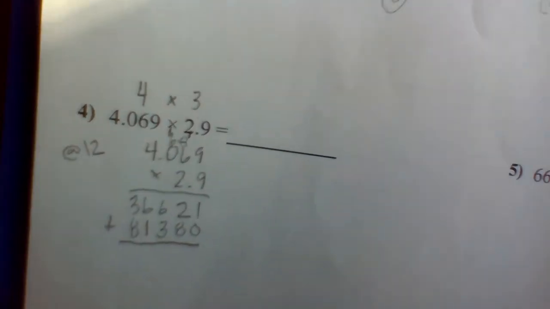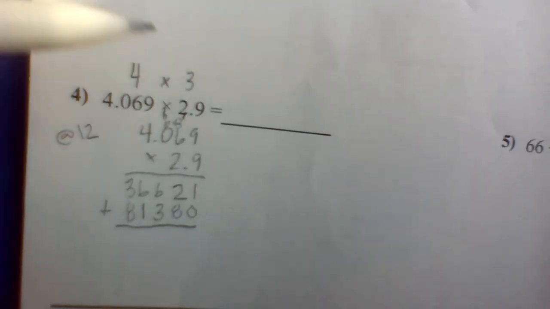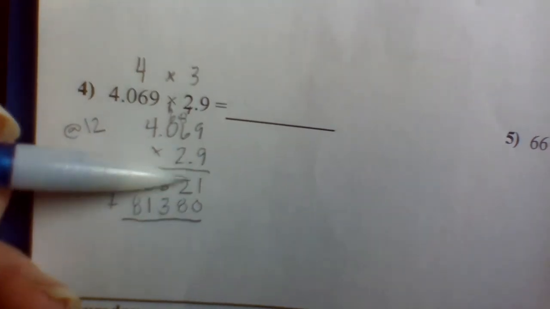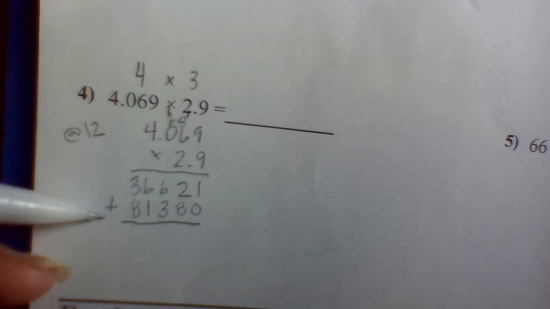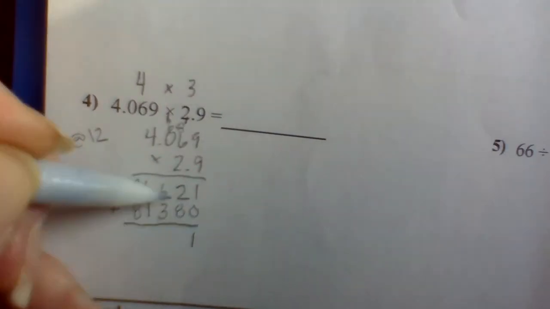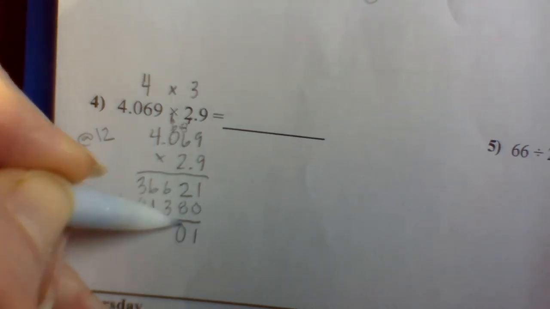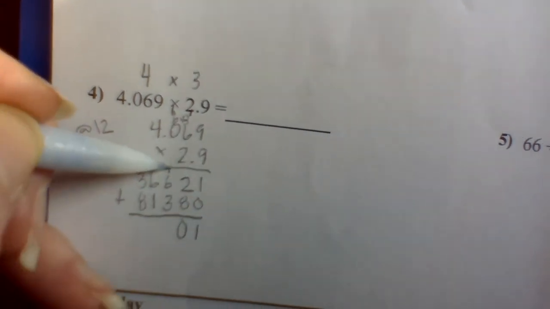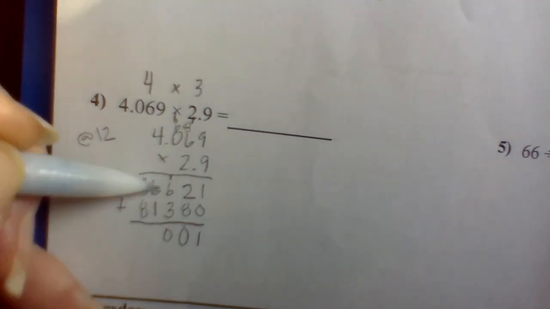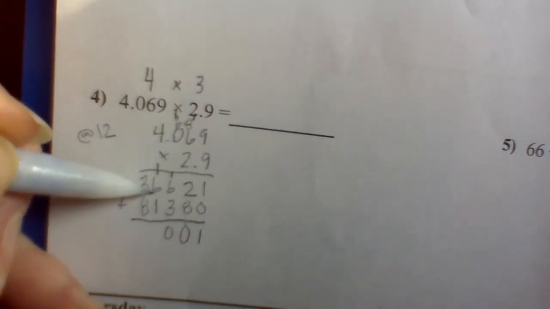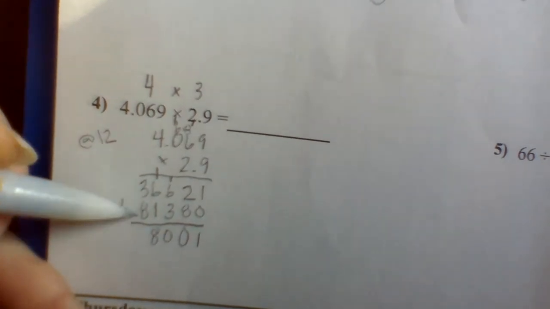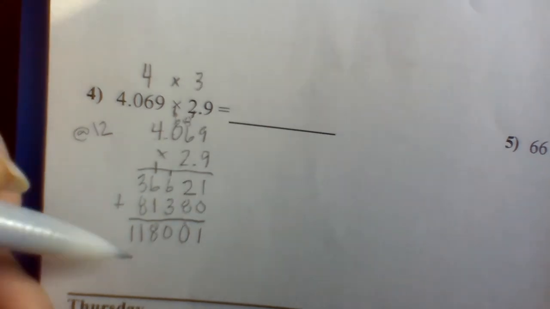Then I'm going to add. And remember, when I add, same as when I multiply or subtract, I start on the right. And this one I'm adding, so usually when we add, we get bigger. 1 plus 0 is 1. 2 plus 8 is 10, so I'm going to put my 0 and carry my 1. 1 plus 6 is 7, plus 3 is 10, carry my 1. 1 plus 6 is 7, plus 1 is 8. 3 plus 8 is 11. Okay, so there's my multiplication done.